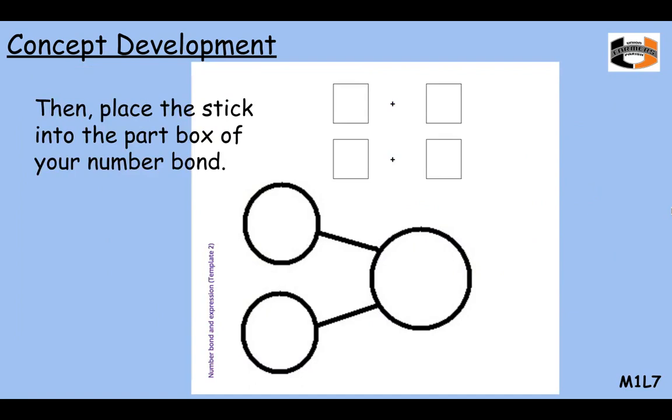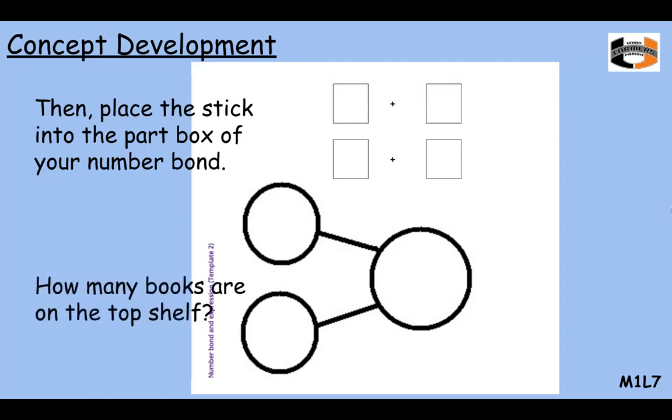Here we have the template that is provided for lesson 7. We're going to place the stick into the part box of the number bond. Do you remember how many books are on the top shelf? There were 5. So we're going to put our 5 cubes in a stick on one part of the number bond.